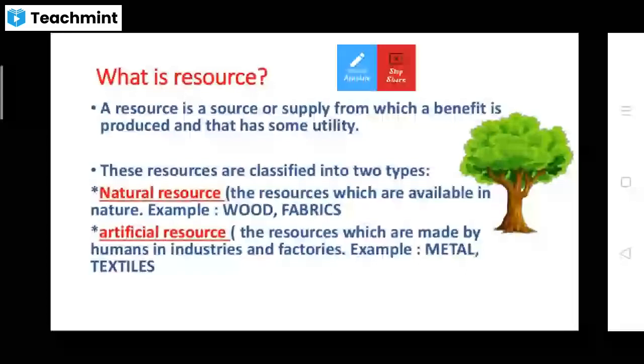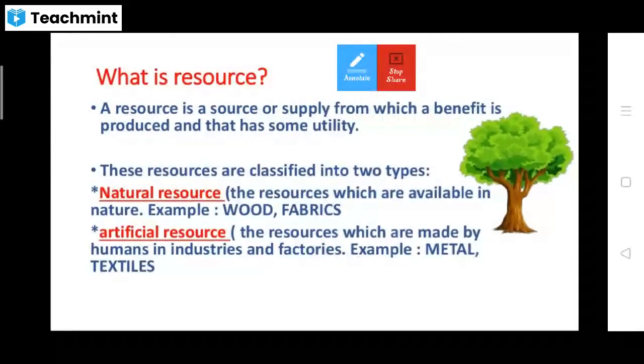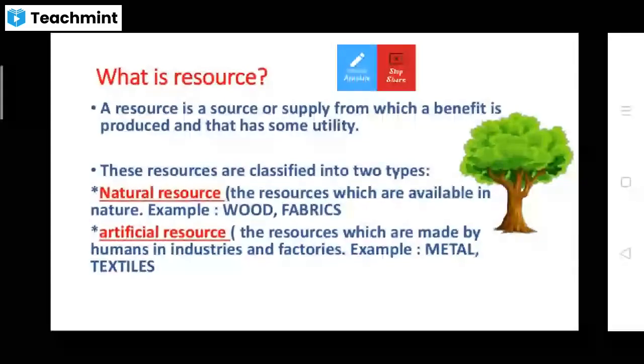The resources which will end or get over after a particular period of time, those are called exhaustible natural resources. For example, coal, petroleum, those will get over but not immediately. After a period of time, they will get over.